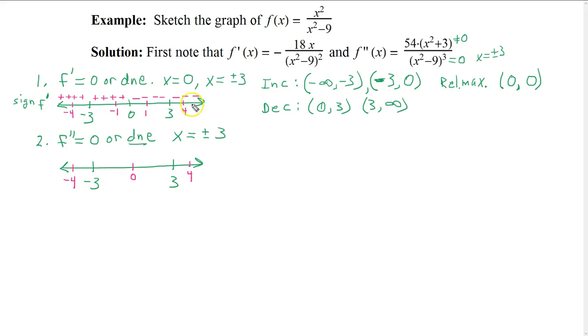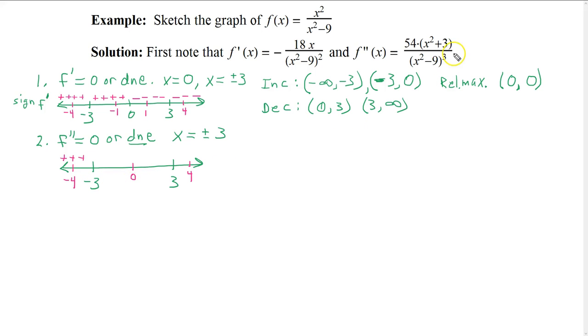Now if we put -4 into the second derivative, you'll notice that the numerator is always positive, right? x squared plus 3, that's always positive. So we don't need to worry about the numerator changing sign. The denominator will change sign. If we put -4 in for x, we will get 16 minus 9, that's a positive number, cubed, so that will be positive. And the top is always positive. So we will be concave up from -infinity to -3.